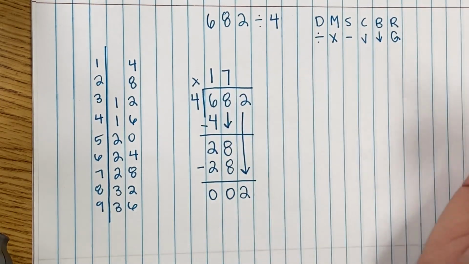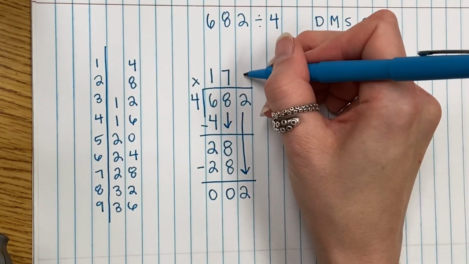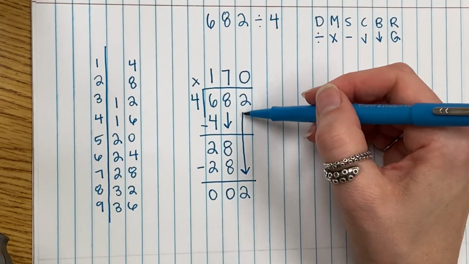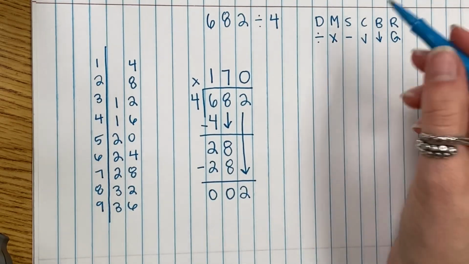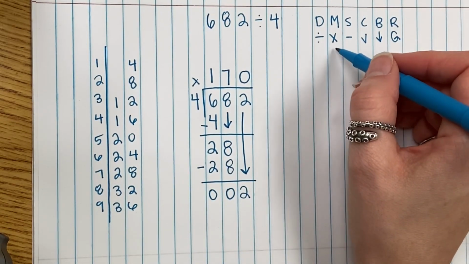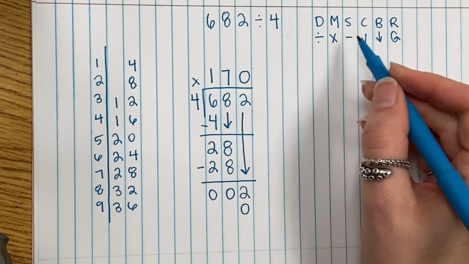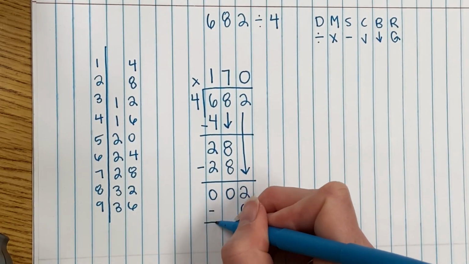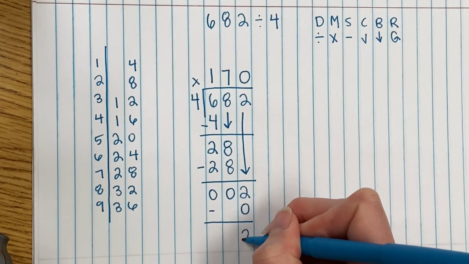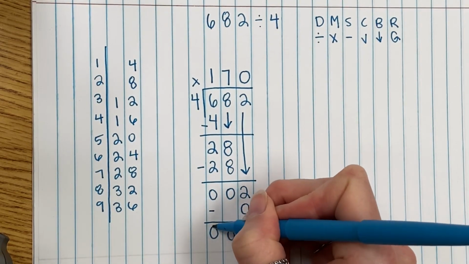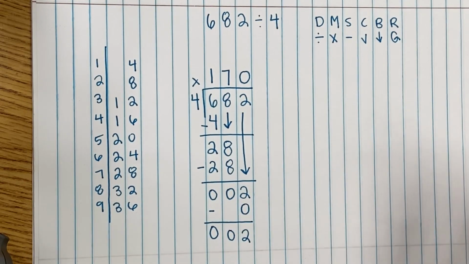4 divides into 2. It can't, so 0 times. I'm going to put that 0 up in my quotient above the number that I'm dividing into. After I divide, I'm going to multiply. 0 times 4 is 0. After I multiply, I can subtract. 2 minus 0 is 2. 0 minus 0 is 0. And 0 minus 0 is 0.